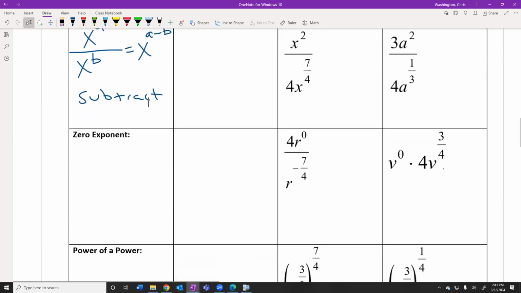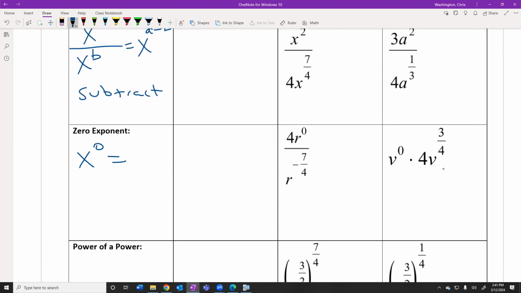Okay. We also need to know this one. Anything raised to the 0 power is equal to 1.